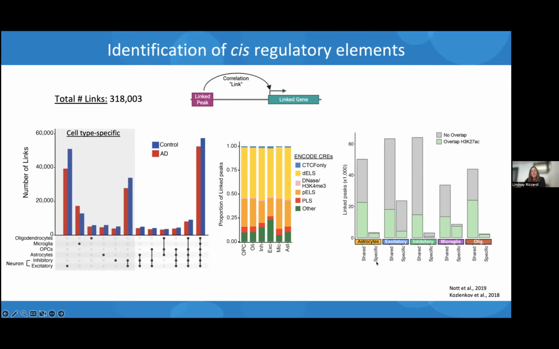But when we look at specific peaks, so these are linked peaks that were only found in astrocytes, we generally see a higher proportion in some of the glial subtypes, particularly. We think that some of the overlap within the neuronal populations, because the neuronal epigenome is very experience dependent, it may be because these weren't the exact same samples, you're seeing less of an overlap there.